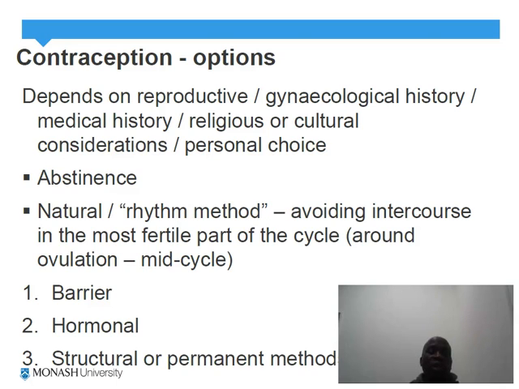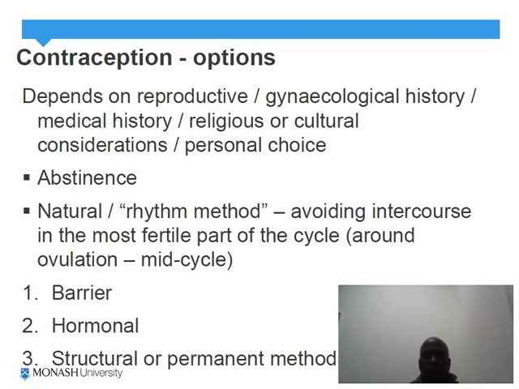Okay, then there's the natural method, or rhythm method. This is a method in which couples avoid intercourse in the most fertile part of the cycle. I said 2 days before and 2 days after ovulation is the fertility peak. So as a couple, if you want to practice this natural rhythm, maybe you can take 4 days before and 4 days after the peak period, just to be sure.